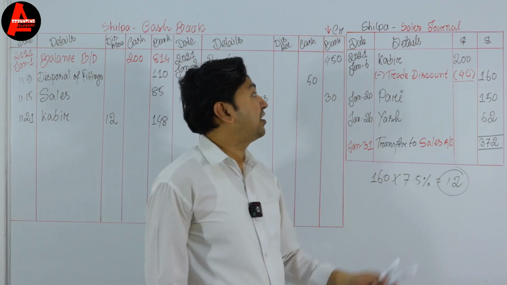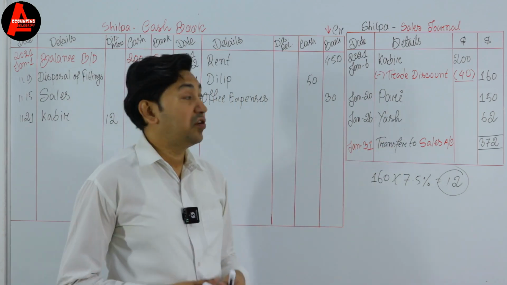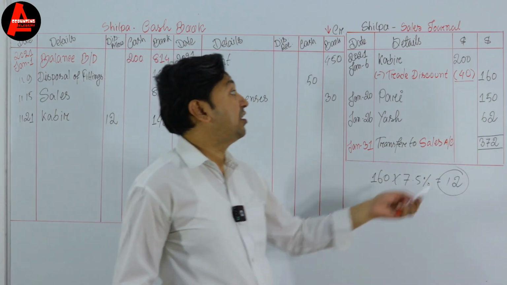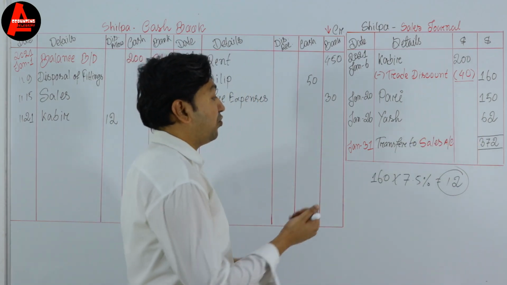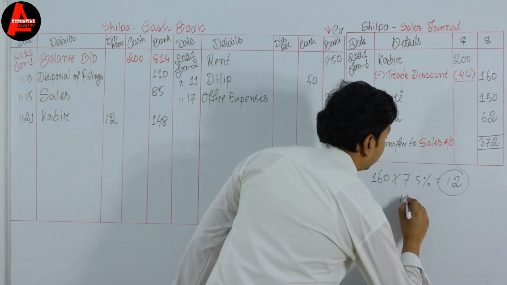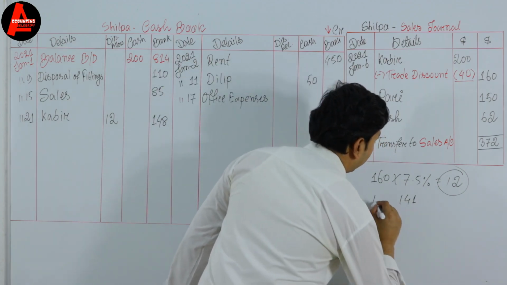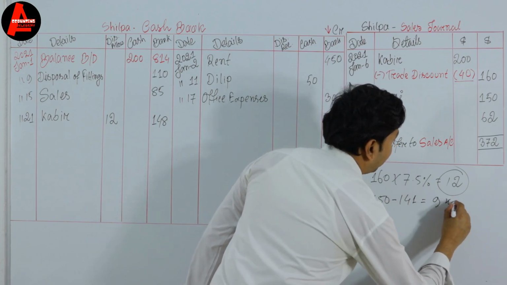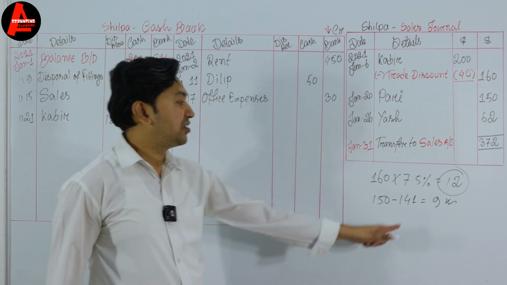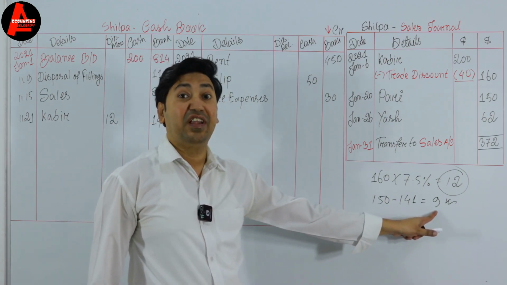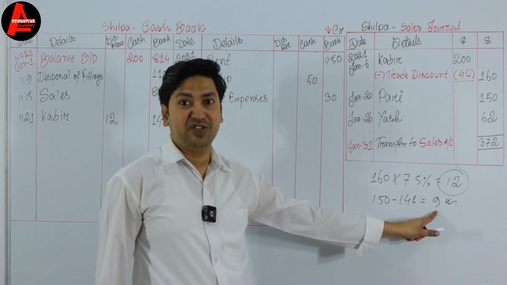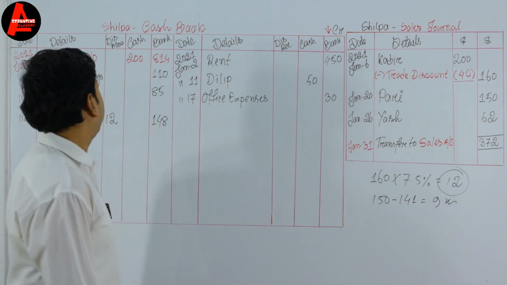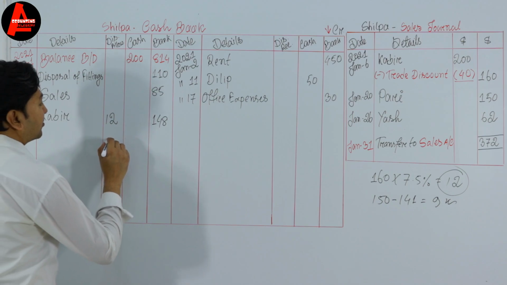Okay, now Pari paid this amount. Pari is supposed to pay $150, but in full settlement of this amount Pari paid $141. So 150 minus 141 equals $9. What about this $9? Well, it is discount allowed. It is a discount amount, so this amount will appear here in the discount allowed column.